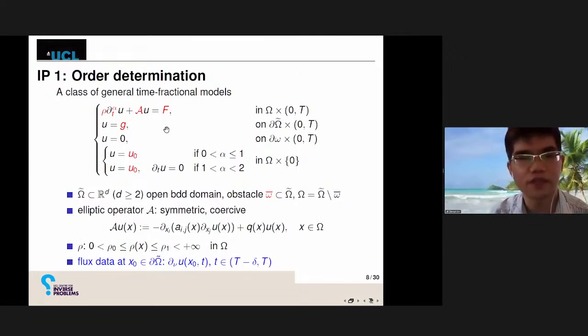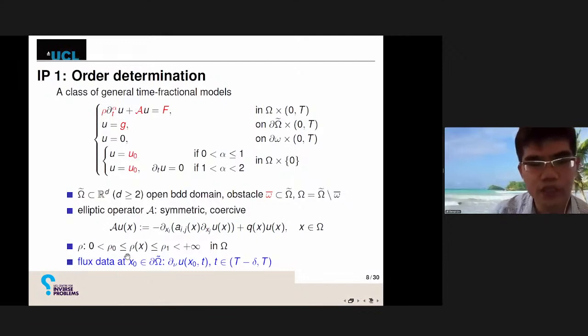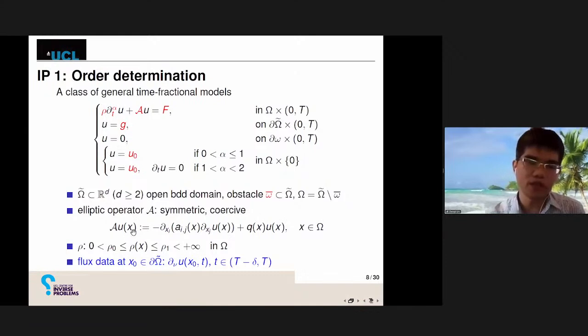Given this setting, clearly everything in this equation is unknown. And what we really know, or we assume we know, is that we can measure the solution U at one point. This flux, with partial mu denoting the outward normal derivative, is taken at one point x0 on the external boundary. And this measurement is available for a time interval from t minus delta to t. Delta is just a small number greater than 0.